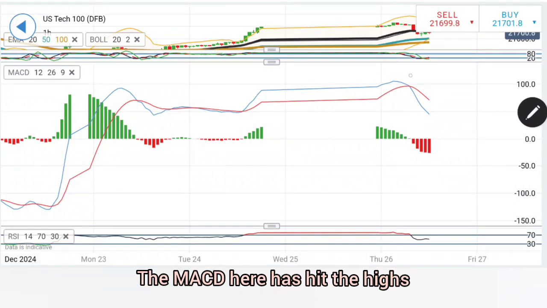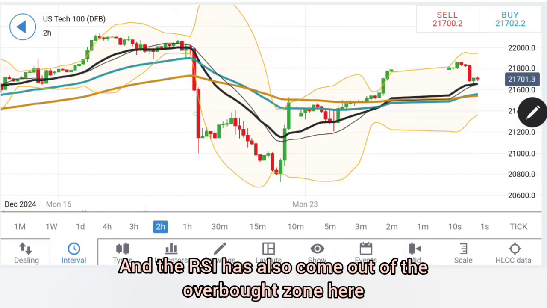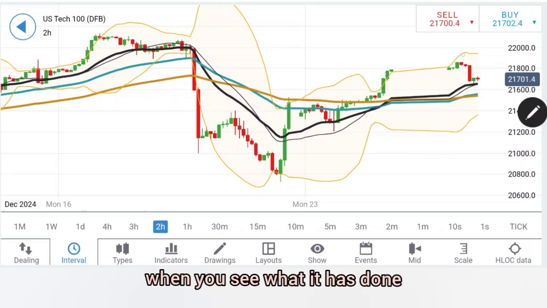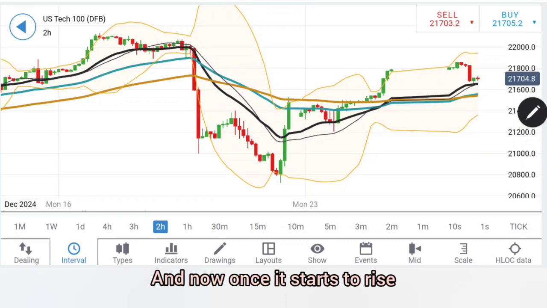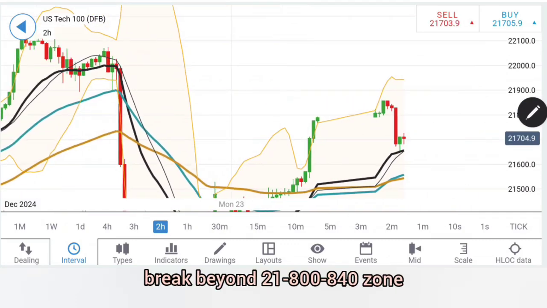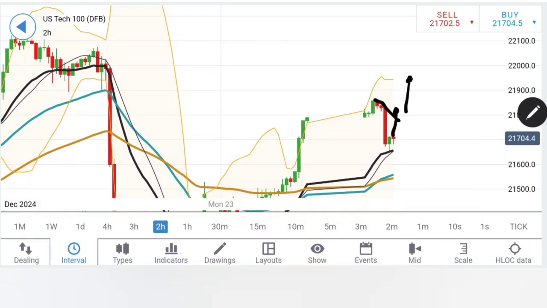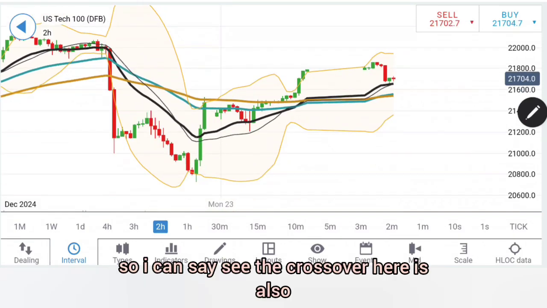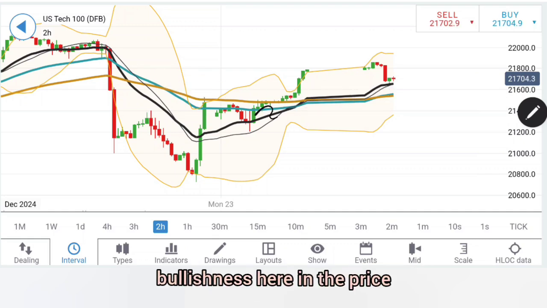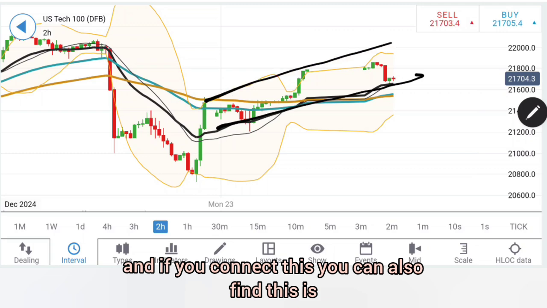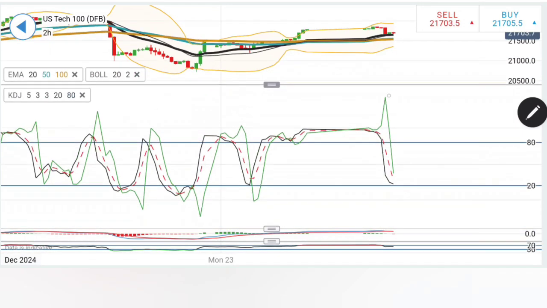Stochastic is rising, the MACD here has hit the highs and crossed over for sell, and the RSI has also come out of the overbought zone here. On the 2-hour charts, it has come down to take the support from the 20 period moving average. And once it starts to rise, it is going to be difficult for it to break beyond the 21,800, 840 zone, because once it breaks beyond 21,800, 840, we are looking forward to a stronger rise. The crossover here is also very, very important. This suggests certainly bullishness here in the price. And if you connect this, you can also find this is how it has been trading, where the highs are now towards 22,050 levels.